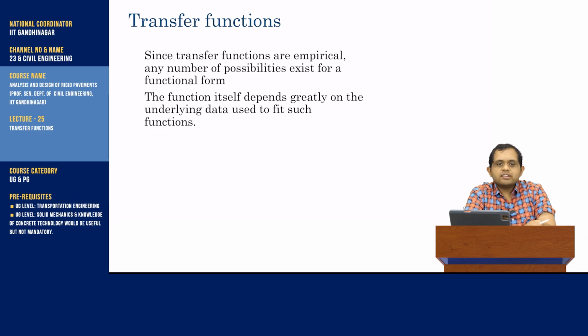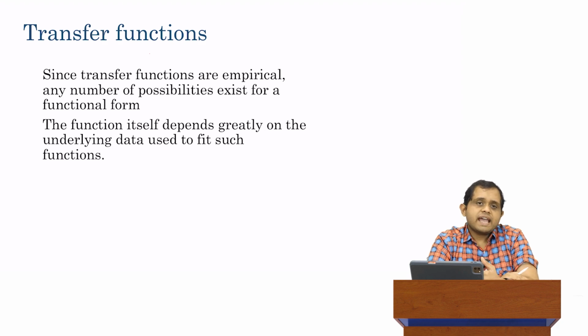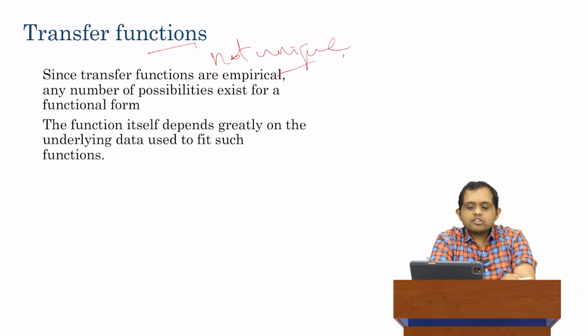Now, since transfer functions are empirical, empirical basically means you're applying some statistical correlations. Any number of possibilities exist on what the functional form will be. There are so many different ways to statistically fit data to a variety of curves. We'll see certain examples of them as we go by. But what you want to understand is these transfer functions are not unique. The transfer function itself, first of all, greatly depends on the underlying data. So for example, if we went all over India and collected data for a very large number of roads across the country on the amount of cracking, and somehow if you could relate it to fatigue damage, we'll talk about that a little bit later.